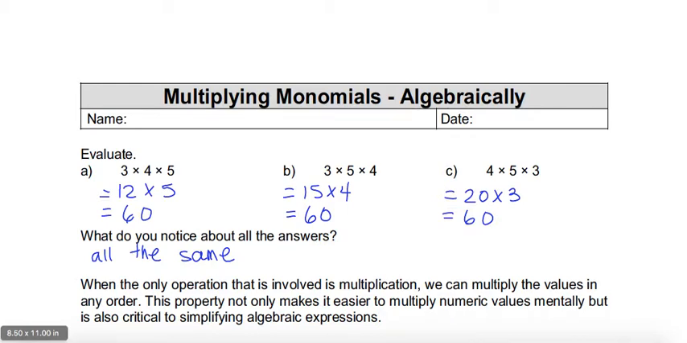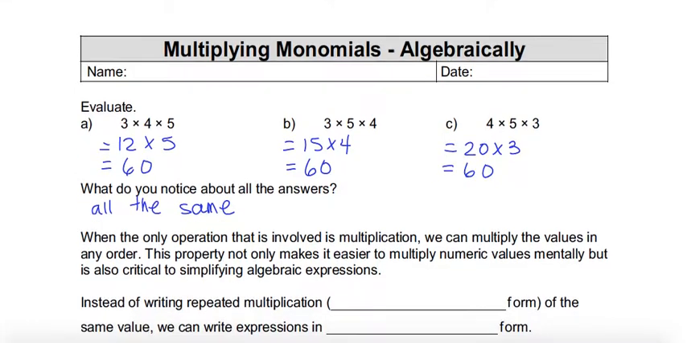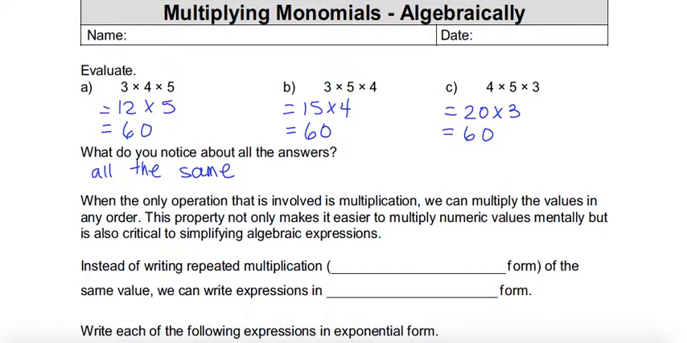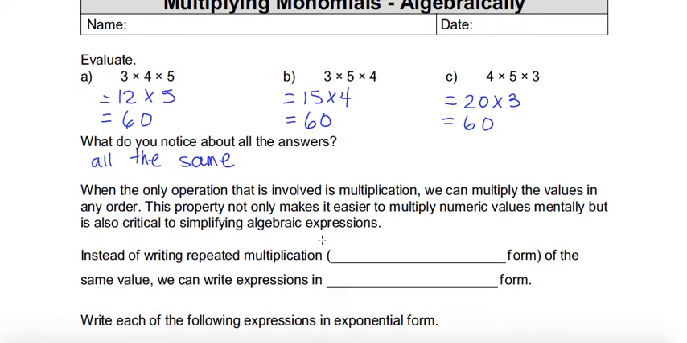And this property not only makes it easier to multiply numeric values mentally, but it also is critical to simplifying algebraic expressions. So instead of writing repeated multiplication, which is what we would call expanded form, of the same value, we can write expressions in simplified form or even in exponential form. So we're going to write each of the following expressions in exponential form.